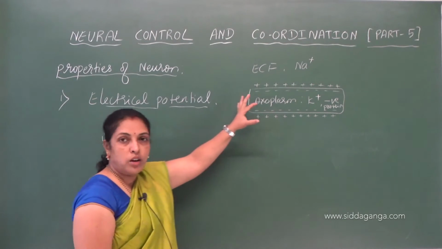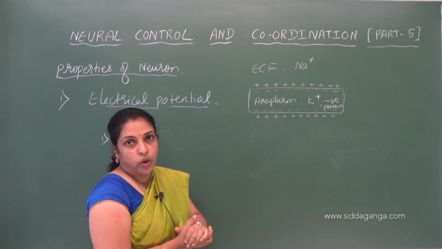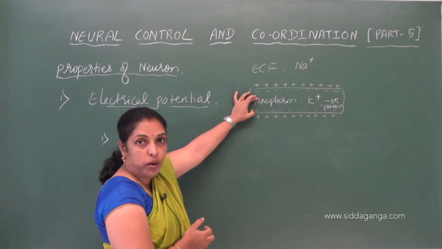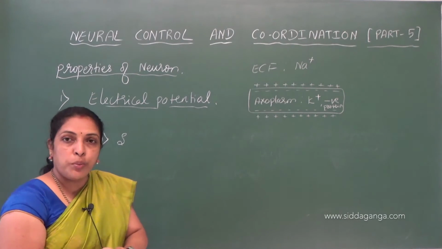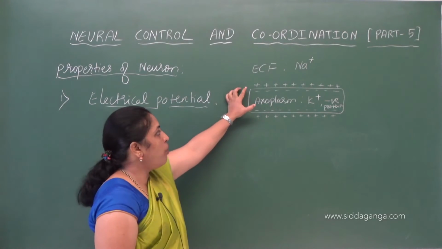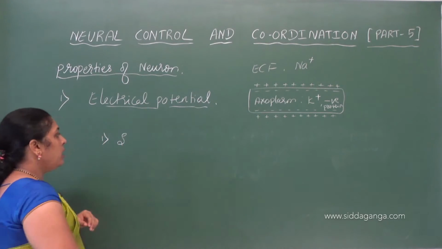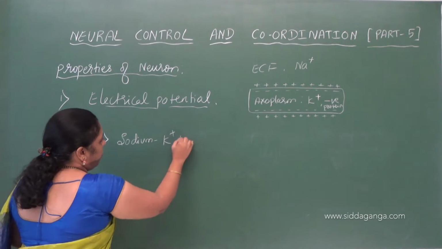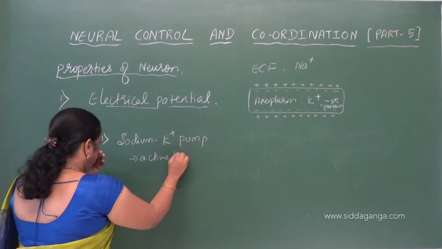Outside the nerve fiber, that is in extracellular fluid, the fluid is rich in sodium ions. Inside the nerve fiber, that is inside the axoplasm or neuroplasm, they are rich in potassium and negatively charged proteins. Nerves at rest have positive charges outside and negative charges inside. This is mainly maintained by the sodium potassium pump. It is an active transport.